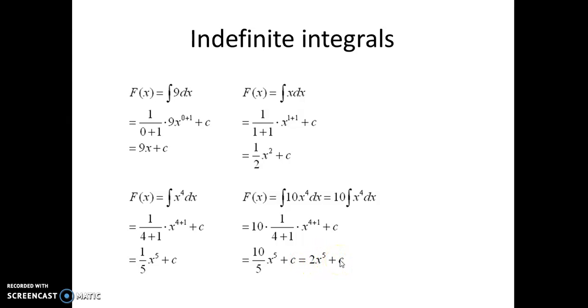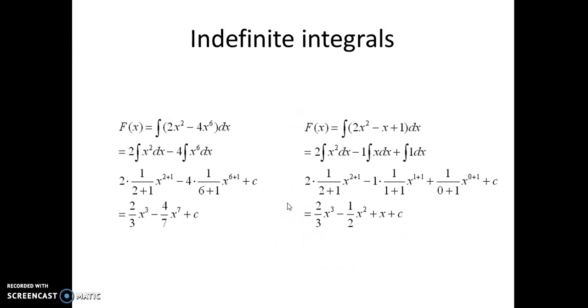And let's just check. If we differentiate that, will I get this? So 5 times 2 will give me 10 times x raised to the power of 5 minus 1 is 4, and that gives me 10x to the power of 4. And your constant of integration will differentiate to 0. Let's look at the final two examples.